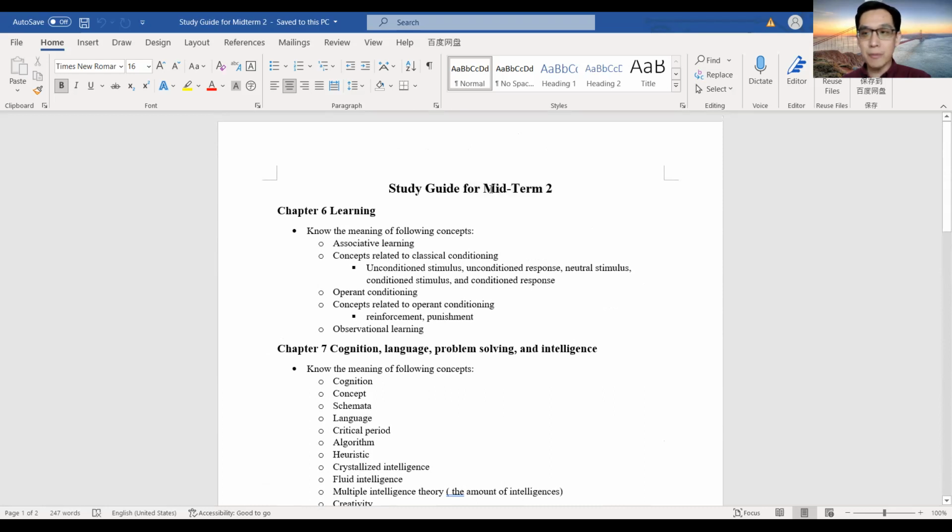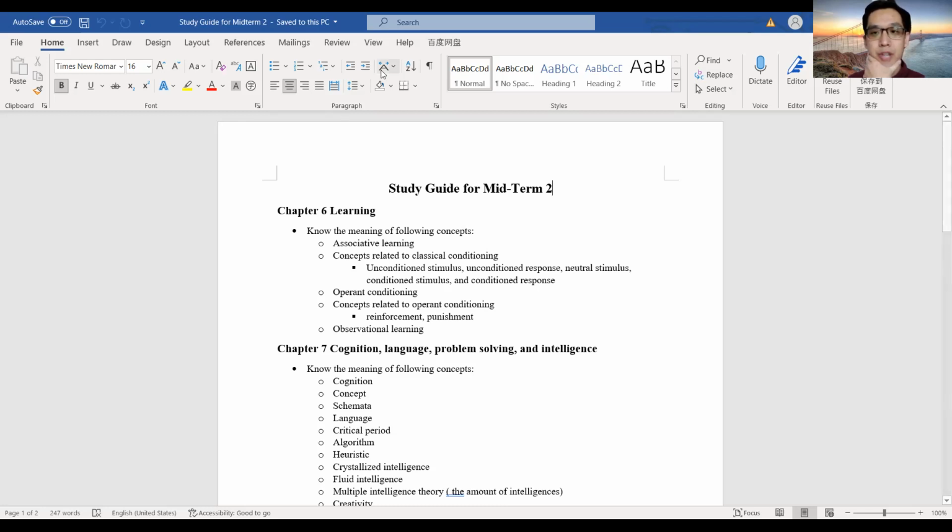The midterm exam will be next week. The format is very similar to the first midterm exam in this course. I think you are already familiar with that kind of format. Some detailed information will be posted online on Canvas in an announcement later. So in this video, we are going to review and go over the study guide for this midterm exam.